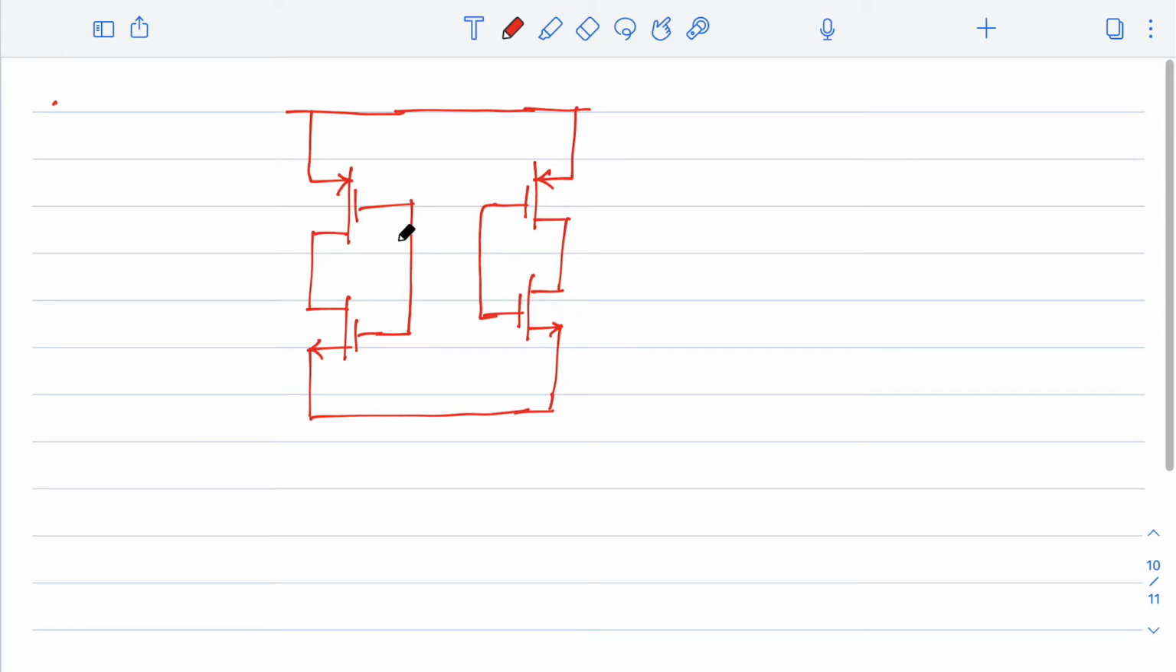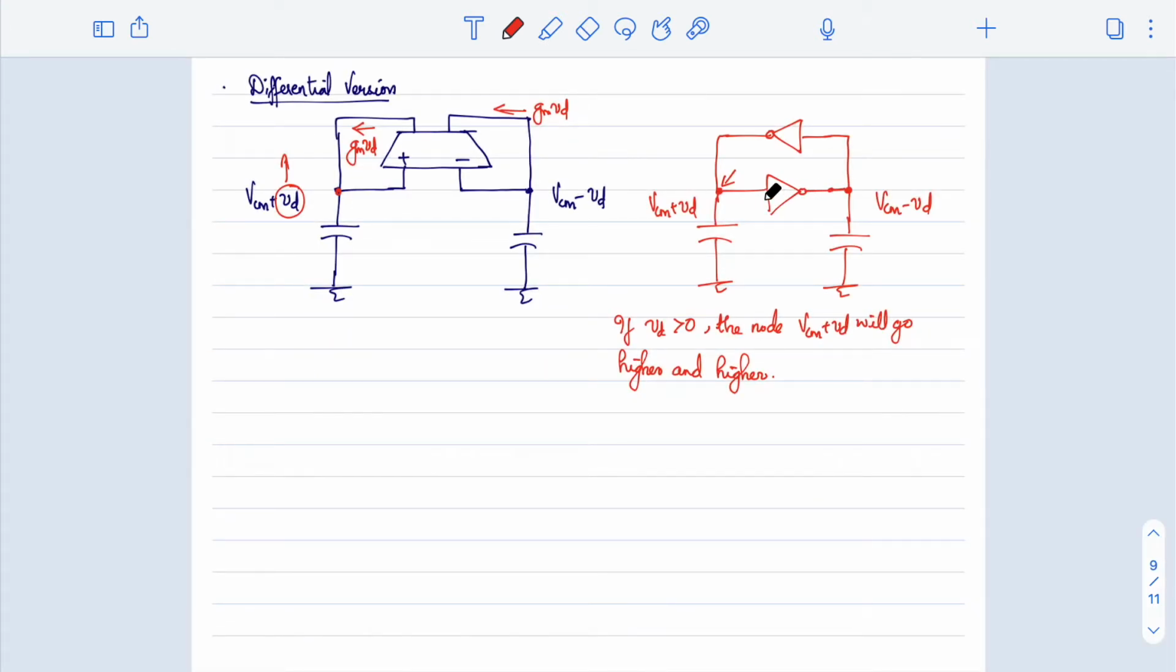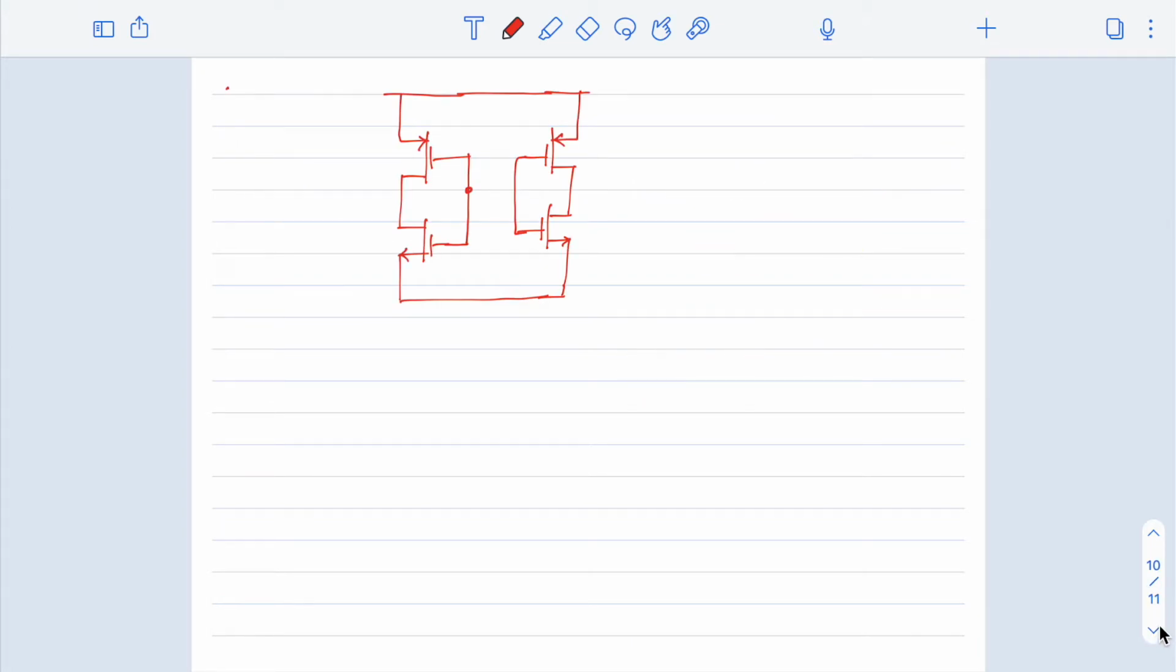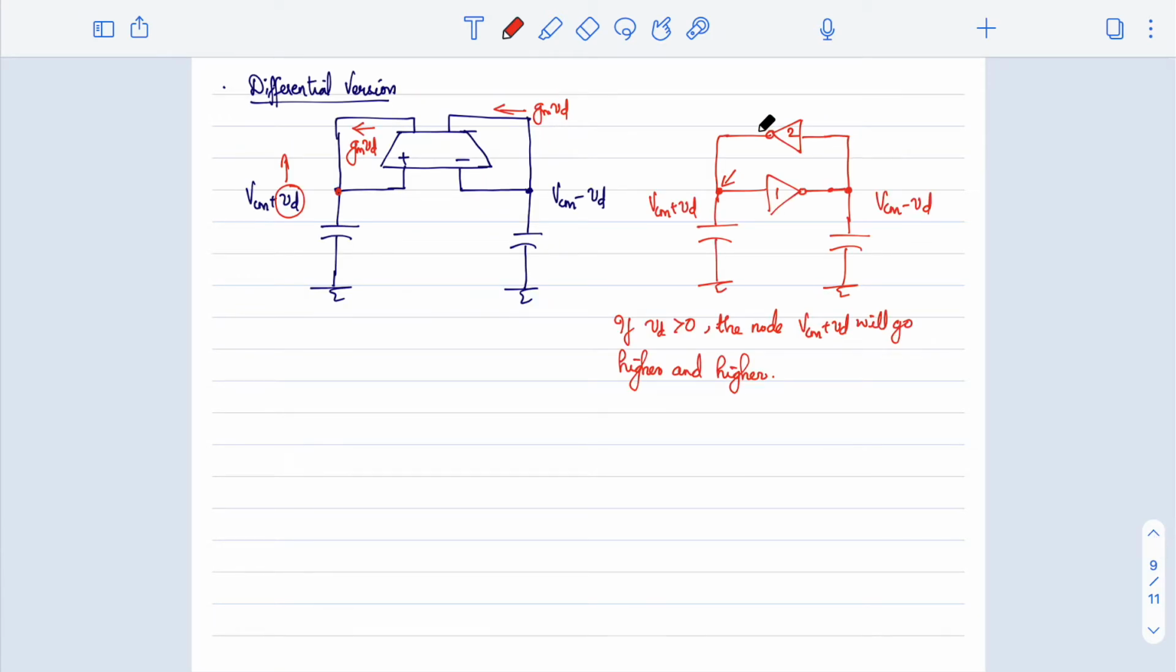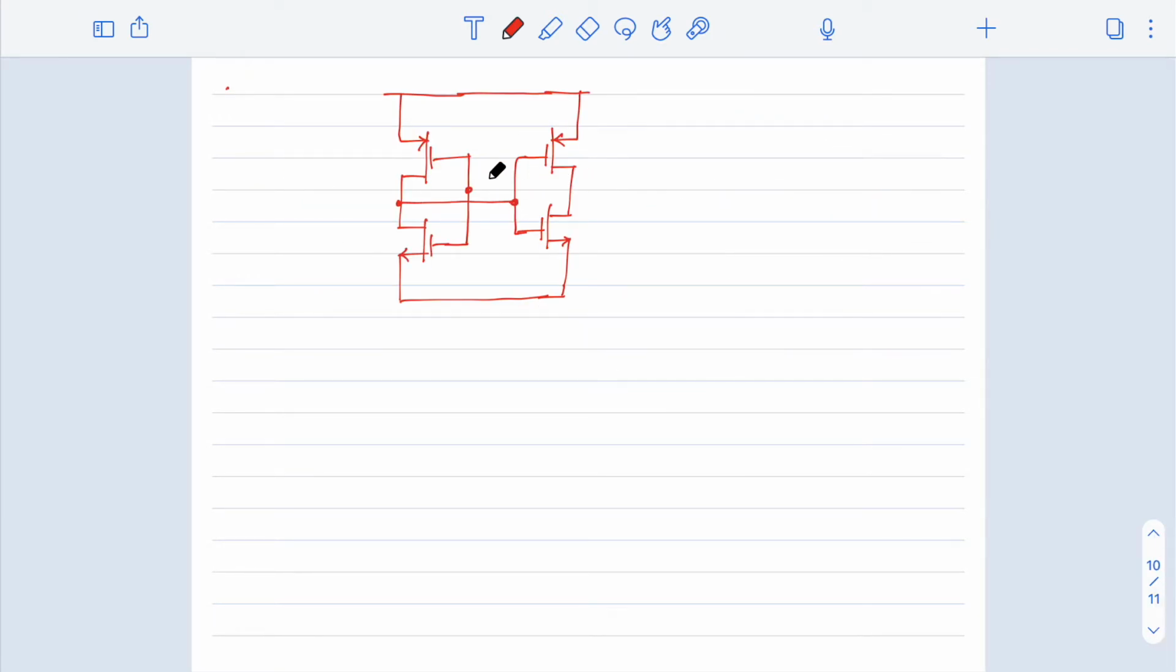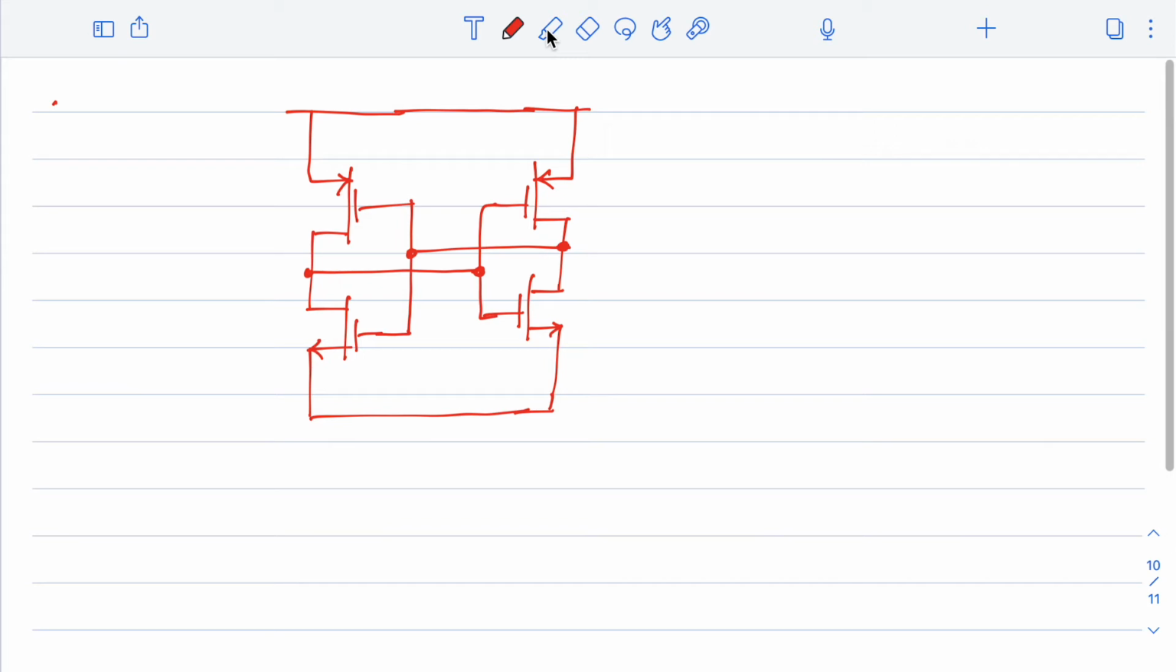Now it is connected back to back, right? If you look at this, I'll call the first inverter 1 and the second inverter 2. The output of the first is connected to the input of the second, and the output of the second is connected to the input of the first. This is the structure we have, right? And when you have two inverters connected back to back in this form, we often call this a latch.